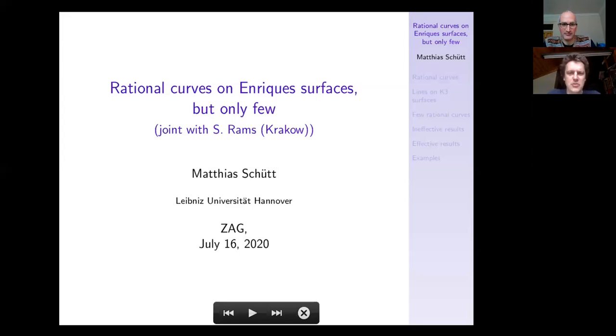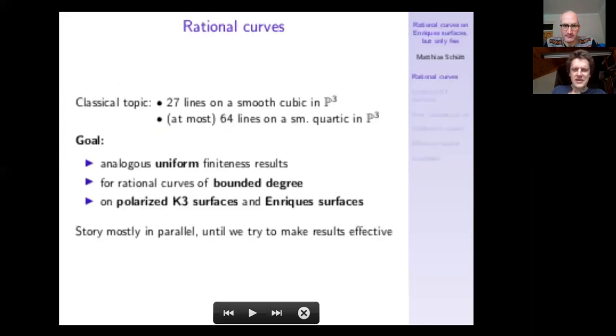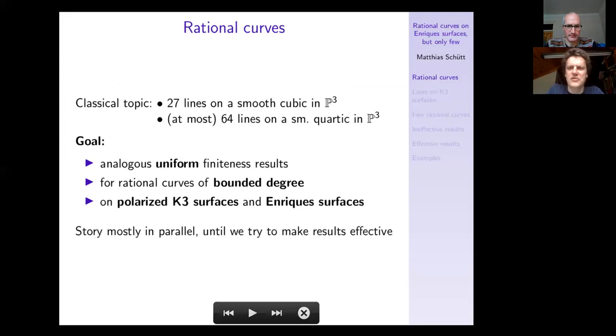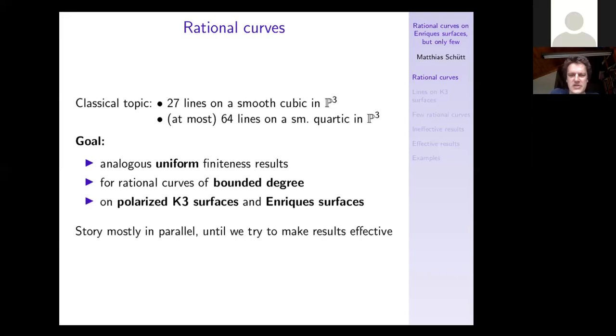I'm talking about joint work with Slavek Rams from Krakow, which is fairly recent, but builds on things we did for the last couple of years. So let's get started. Rational curves are an extremely classical topic, just think of the 27 lines on the smooth cubic or 64 lines on the smooth quartic in P3, and we'll come back to this one in a second. So the idea is to have analogous uniform finiteness results for rational curves with bounded degree, and the objects we'll consider are polarized K3s and polarized Enriques surfaces.